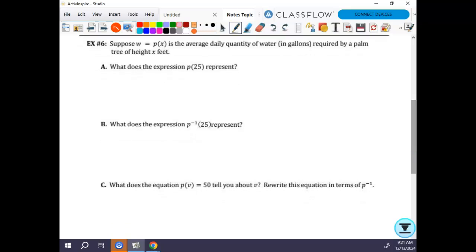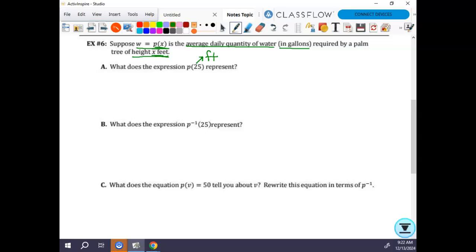All right, so now here they tell us that W equals P of X is the average daily quantity of water in gallons required by a palm tree of height X feet. What does the expression P of 25 represent? Okay, first of all, what does the 25 itself represent? The height. Because this is P of X, and X is feet, and it's height, so I'm just going to put feet here. And then the P represents what? The amount of water in gallons, right?